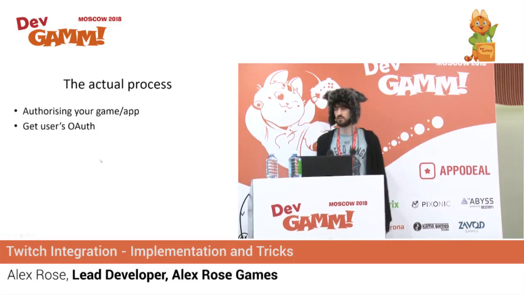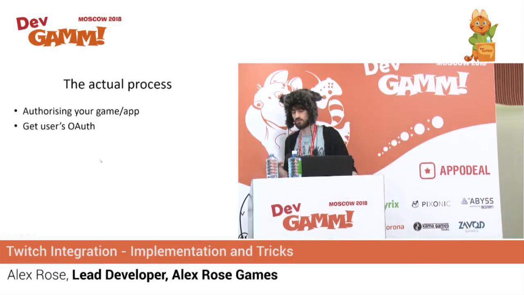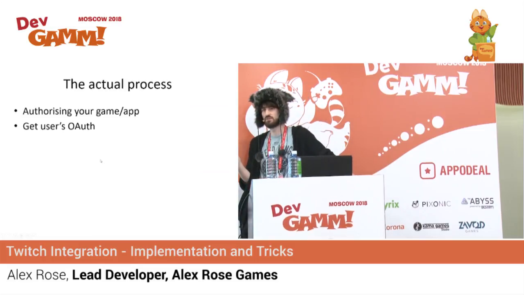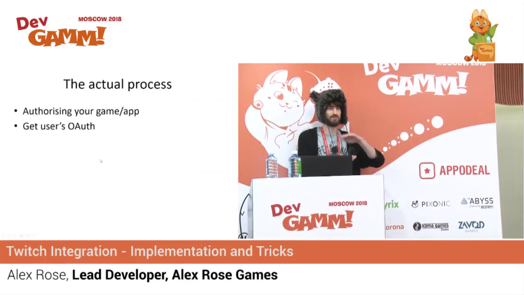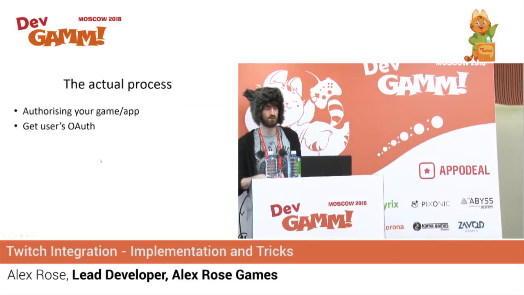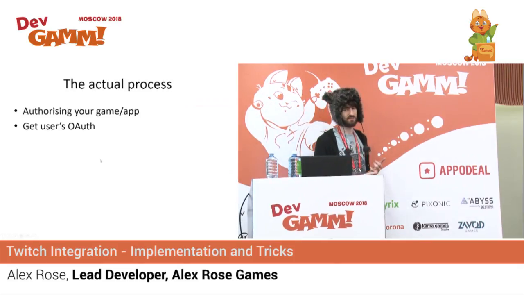Then you get the user's OAuth. What happens is the user is going to want to stream from the game. So they have a Twitch key in their dashboard, and if you have access to that Twitch key, you can stream from them. You can do anything, like you can take over their account violently.